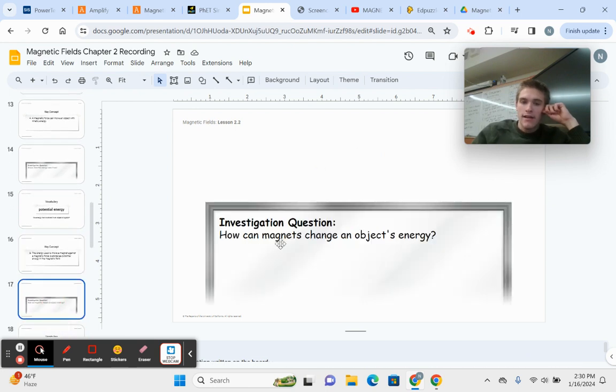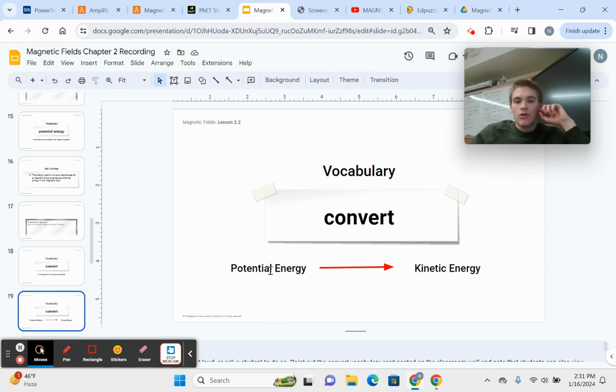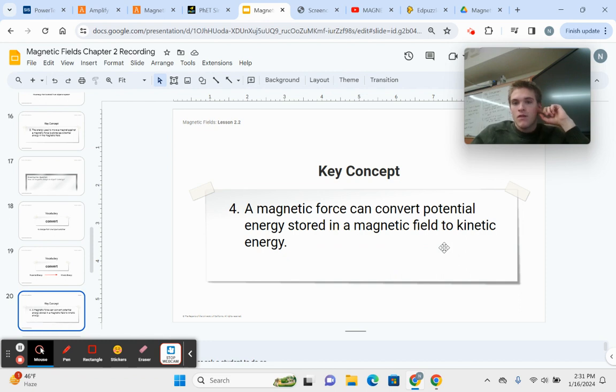So how can magnets change an object's energy? Convert means to change from one type to another. So we convert from potential energy to kinetic energy. A magnet can convert potential energy into kinetic energy. The key concept: a magnetic force can convert potential energy stored in a magnetic field to kinetic energy in the magnet.